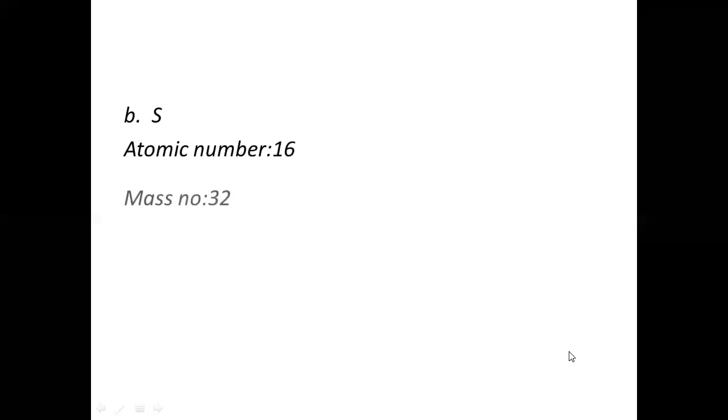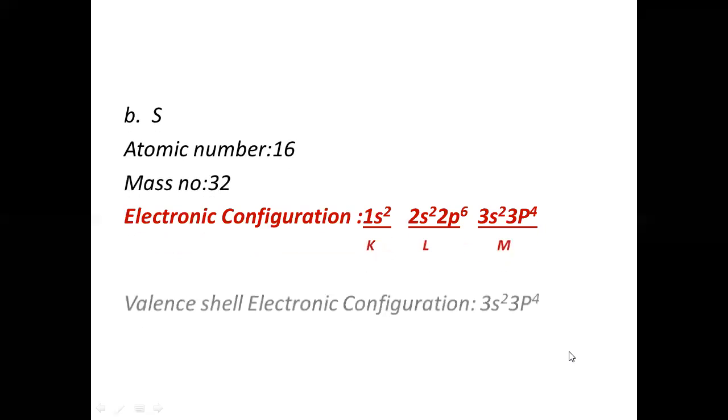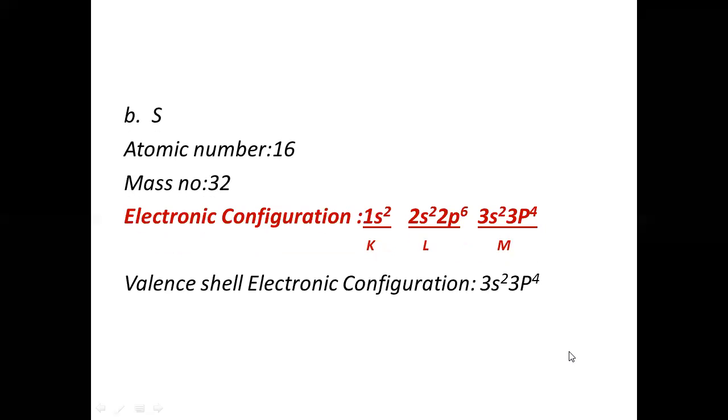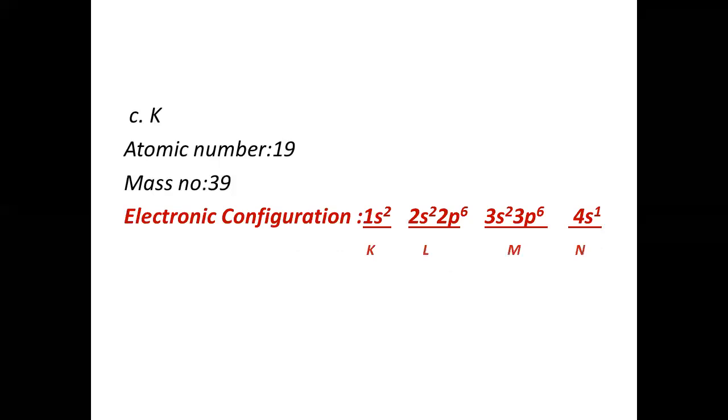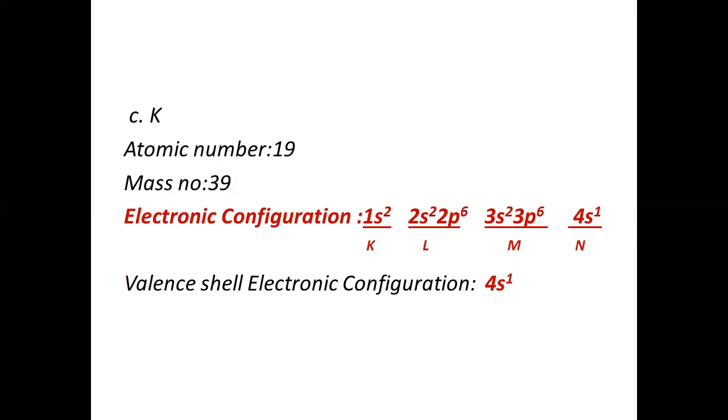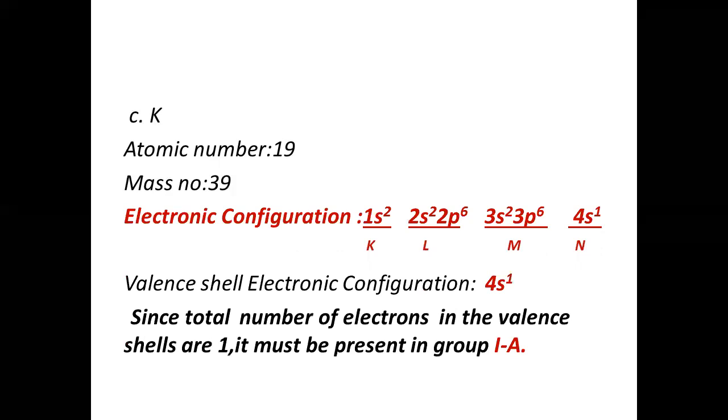Sulfur, atomic number is 16, mass number 32, valence shell configuration is 3s2, 3p4. So n value is 3, means it belongs to period number 3, and total number of electrons are 2 plus 4 equal to 6. It means it has 6 electrons in the outermost shell, so it will be present in group number 6A of the periodic table. Potassium, atomic number 19, mass number 39. The valence shell electronic configuration is 4s1, n value is 4, so it belongs to the fourth period, and one electron is present in the outermost shell, so it is present in group number 1A.